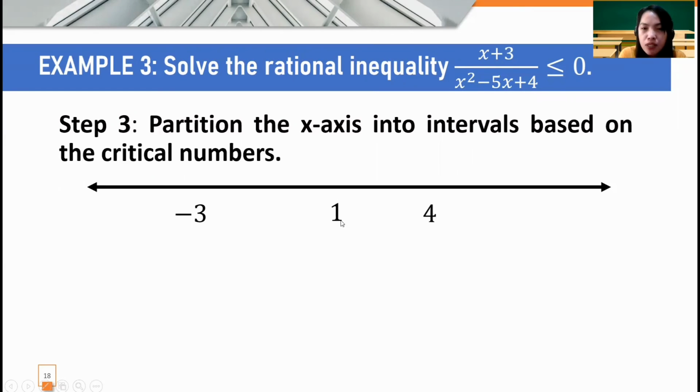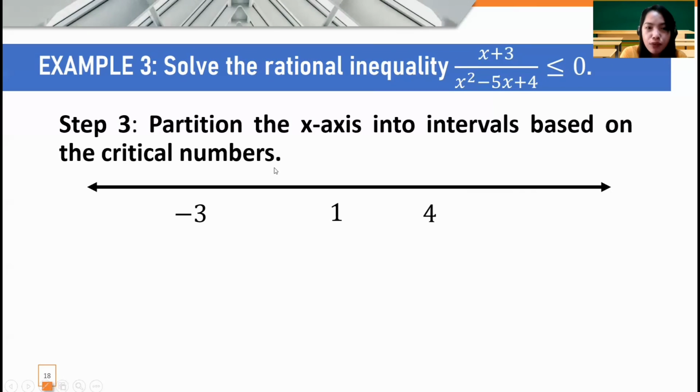So kapag sinubstitute mo yung 1 dito sa denominator at sa x ng numerator, this will become undefined. So bawal maging solution set ang 1. Ang 4 naman, kapag sinubstitute mo din dun sa lahat ng x sa given rational inequality, that would become undefined. So, bawal maging parte ng solution set ang 1 and 4.